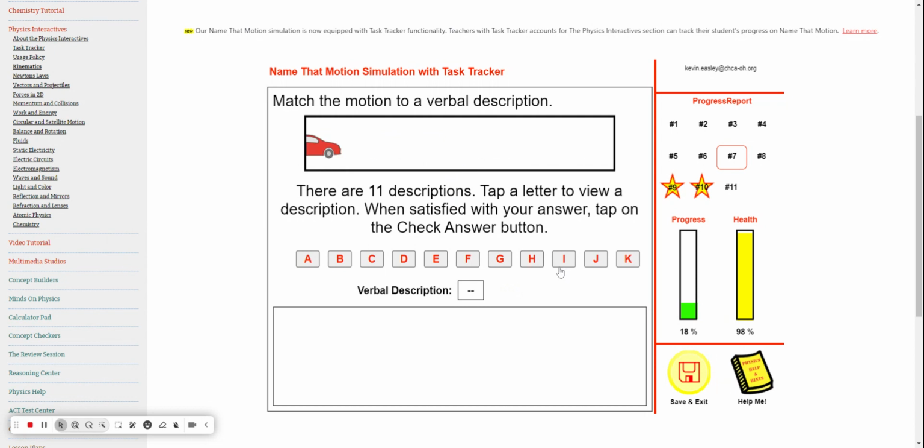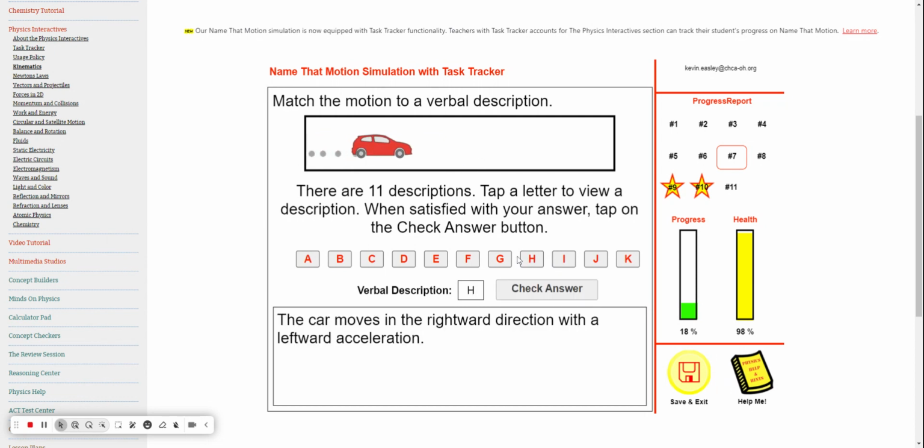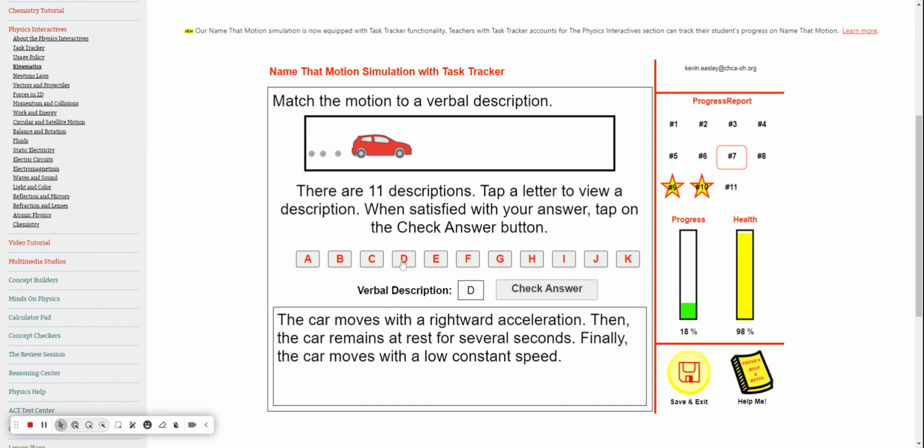Here's the exact opposite of what we just saw. We just saw before it was slowing down as it traveled to the right. Here it's traveling to the right the whole time, but it's speeding up. So we just said H. So in this case, we're looking for a car moving in the rightward direction with a rightward acceleration. I believe that was further back here. That is in fact it.